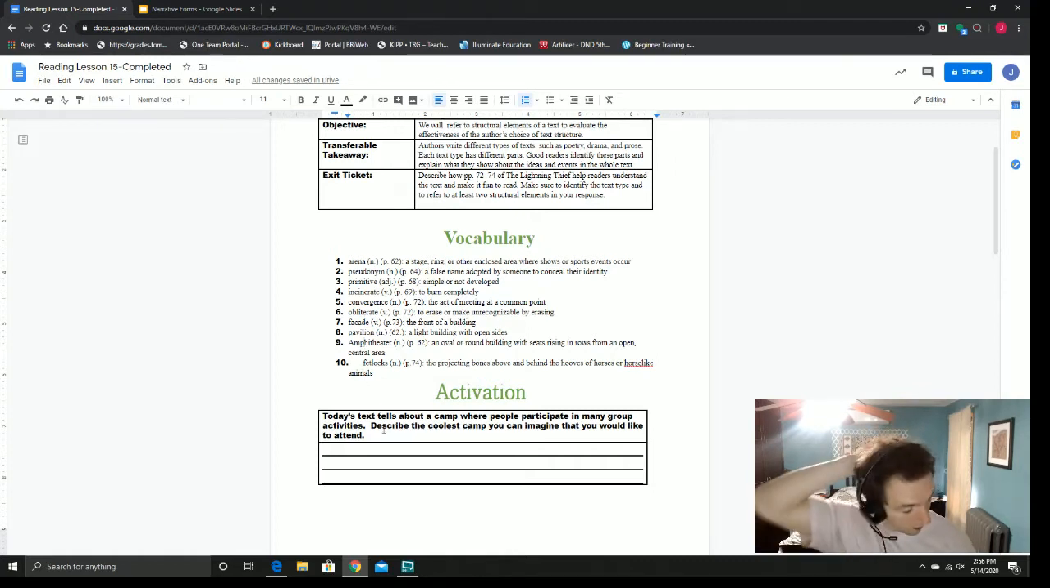For those, everyone should have read the chapter already, so you know that this tells about a camp where people participate in many group activities. And so I just want you to imagine or describe the coolest camp that you've either been to or that you would like to attend. Then that'll get your thinking aligned to what we're doing today, or at least the chapter today.